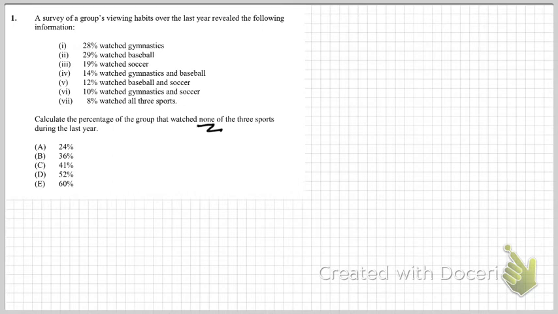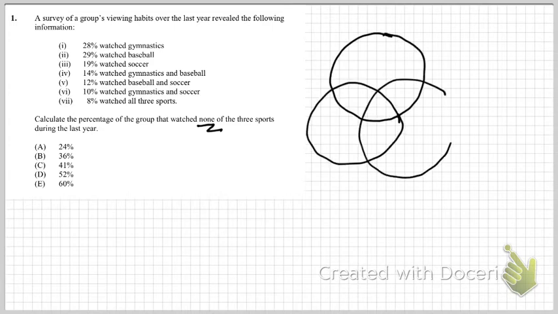The key point here is the word none, and this question can be solved easily by using a Venn diagram. So let's start. I'm going to let the letter G represent gymnastics, B baseball, and S for soccer. And typically for these questions you want to start from the bottom up. So if we look, it says 8% watched all 3 sports. So that means 8 goes in the center here.